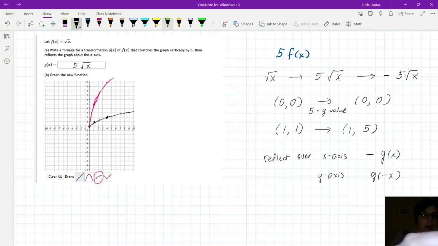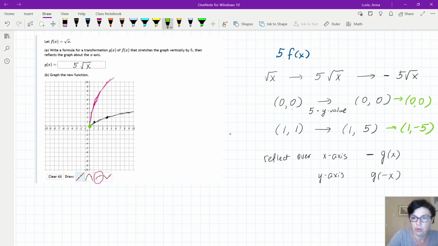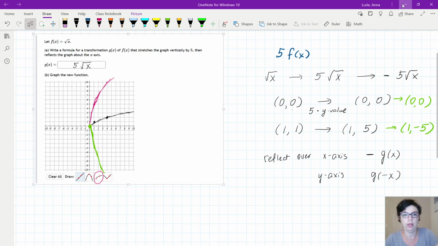So what will happen there? (0, 0) is not going to change, but (1, 1) became (1, 5), and then the new point is going to be (1, negative 5). So this one did not change, so that's still (0, 0), but this one is going to be (1, negative 5). So let's see, where is (1, negative 5)? That would be right here, and that's the way it's going to go. Something like that.